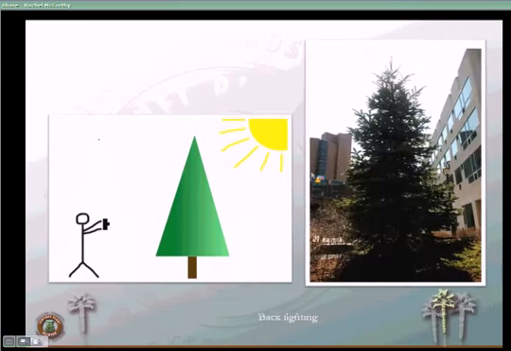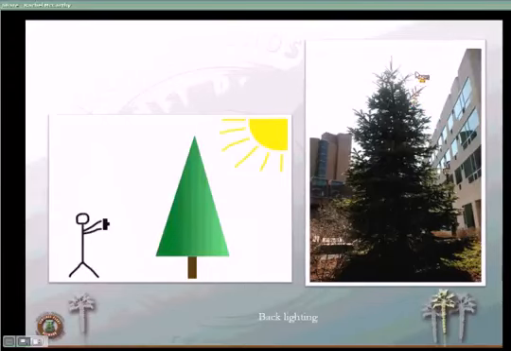Now, if you move around to the other side of the tree, you'll be doing what's called backlighting if you're photographing into the sun. And for the most part, you don't get any detail in the specimen, so it's not going to be really useful for seeing detail. But you see a silhouette of the specimen against the bright sky or sun.